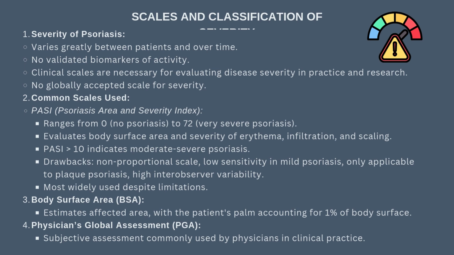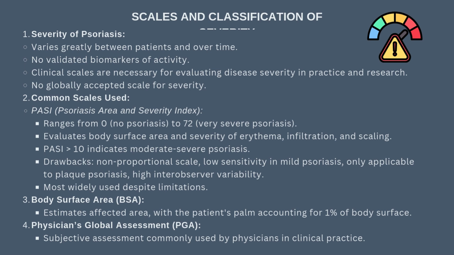Common scales used: PASI, Psoriasis Area and Severity Index, ranges from 0, no psoriasis, to 72, very severe psoriasis. Evaluates body surface area and severity of erythema, infiltration, and scaling. PASI greater than 10 indicates moderate to severe psoriasis. Drawbacks: non-proportional scale, low sensitivity in mild psoriasis, only applicable to plaque psoriasis, high inter-observer variability. Most widely used despite limitations.